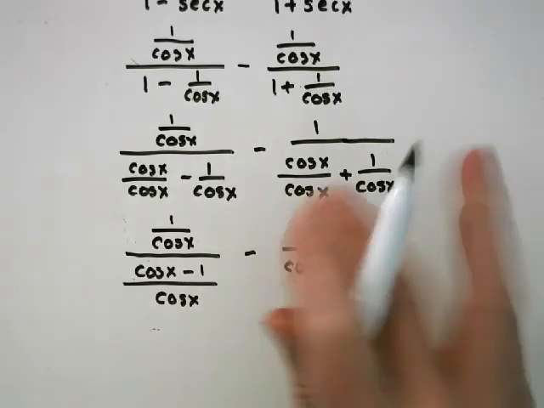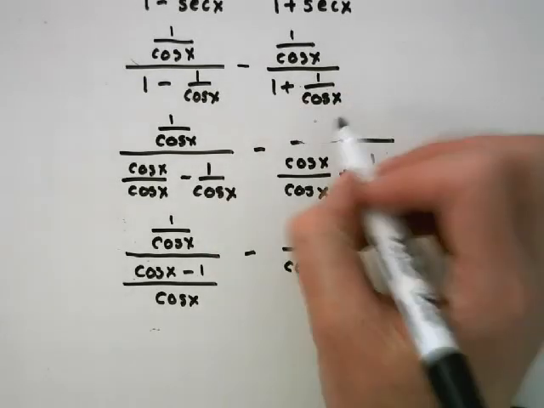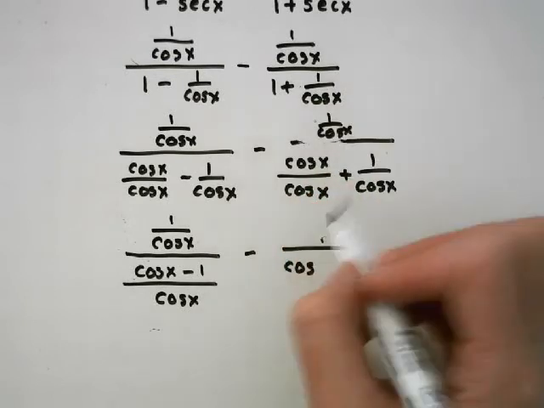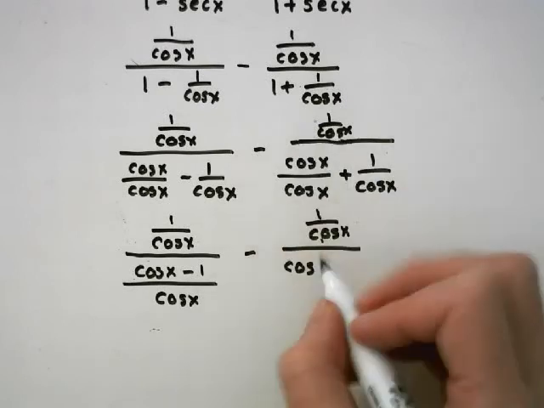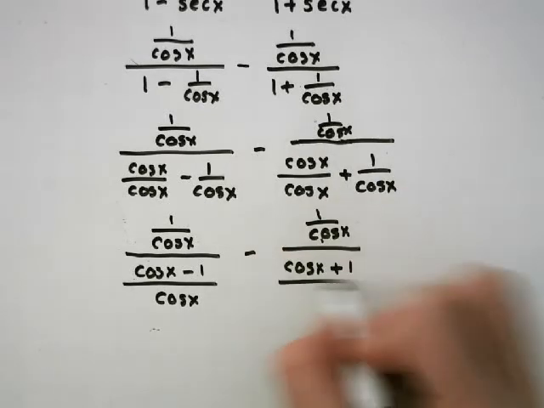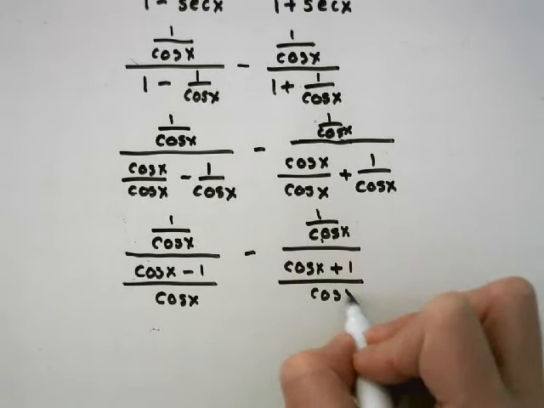This is going to be cosine. This is 1 over cosine, 1 over cosine. So then in the denominator we have cosine of x plus 1 over cosine of x.